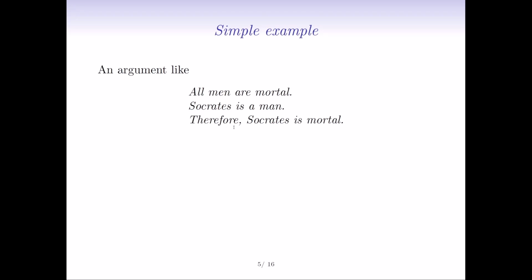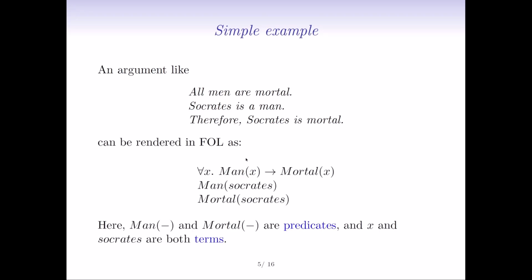So we could render this argument in first order logic in the following way. The first line, all men are mortal: for all x, if man x, so man is a predicate and it takes one argument, which here is the variable x, implies mortal x. For all x, if x is a man, then x is mortal. Second line just becomes man of Socrates, so it's just a predicate formula on its own, and then the conclusion is the same, mortal of Socrates.